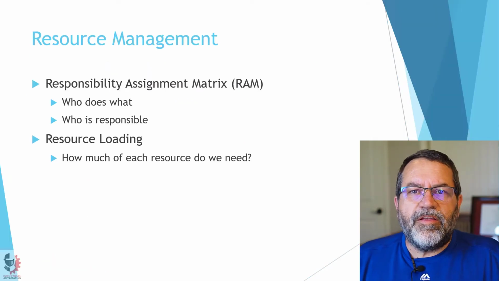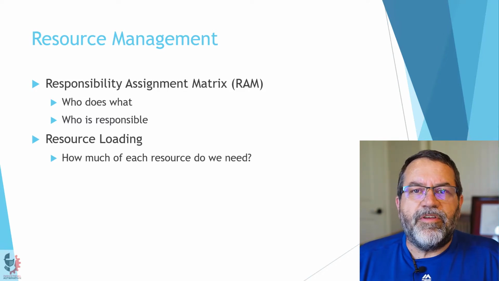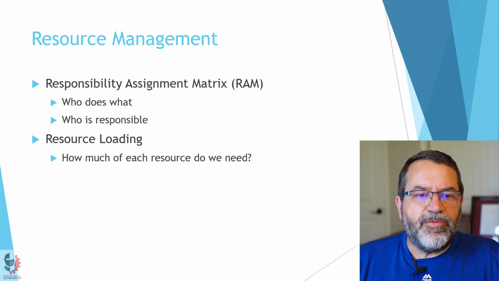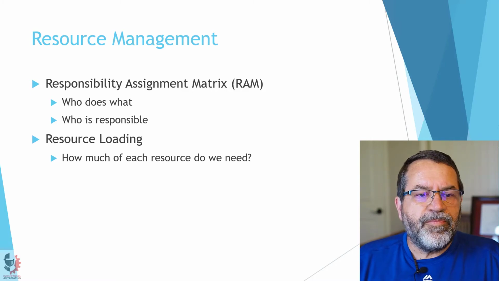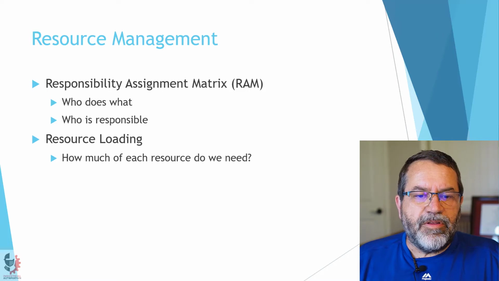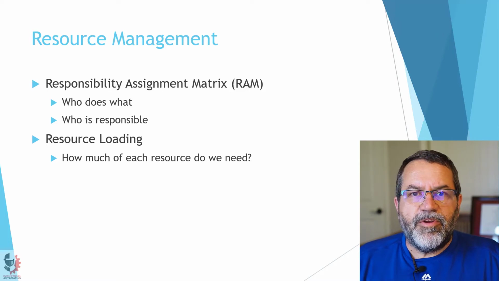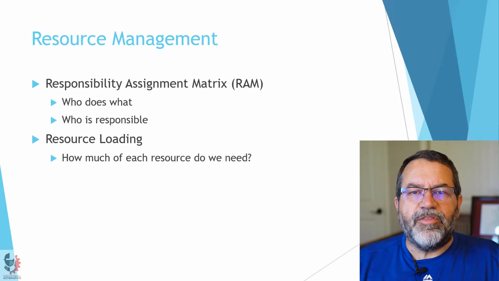There's two main activities that we do with resource management. One is we do a RAM, a responsibility assignment matrix. That lists out essentially who does what, who's responsible for each part of the project. And then the second we do is resource loading. How much of each resource do we need? And most importantly, are we overbooking certain resources? Let's look at the RAM first.